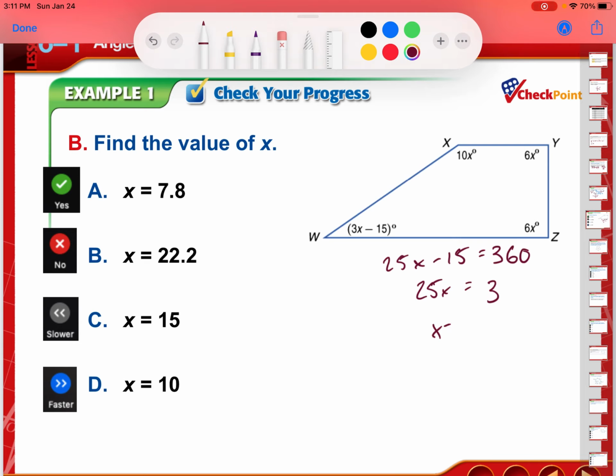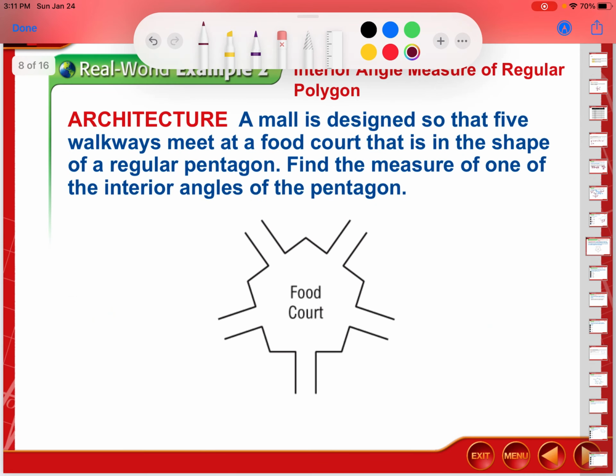We'll just make a quick little edit here. So it should be 375, which should give us a much better number when dividing by 25. So we should have x equals 15, which is a much happier answer. So C.